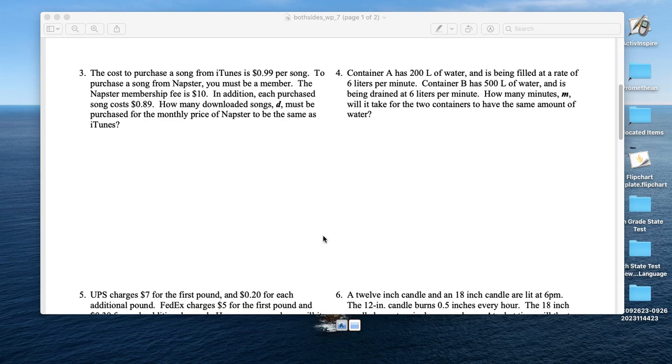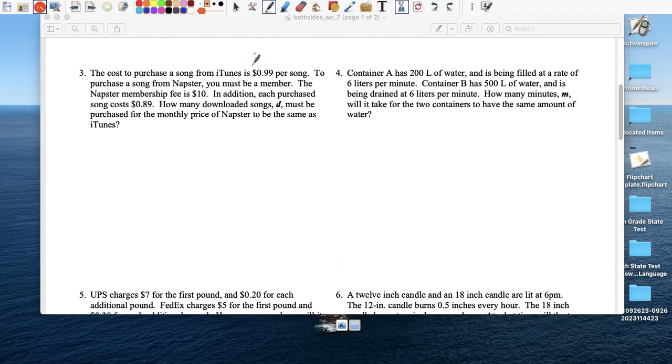All right. My God, these questions are old. So iTunes charges, all right, I for iTunes, and then Napster. iTunes, it's 99 cents per song. The cost of purchase from iTunes is 99 cents per song. So they charge 0.99, and I'm going to write x instead of s, per song.